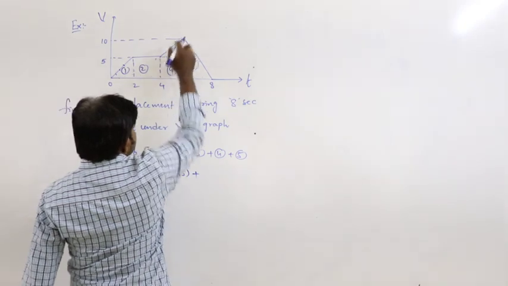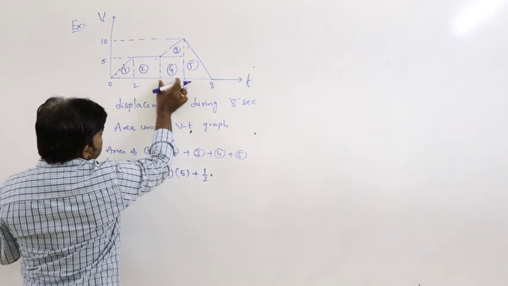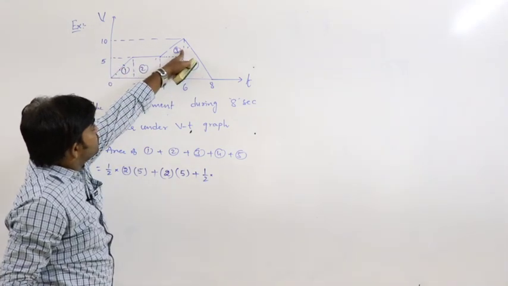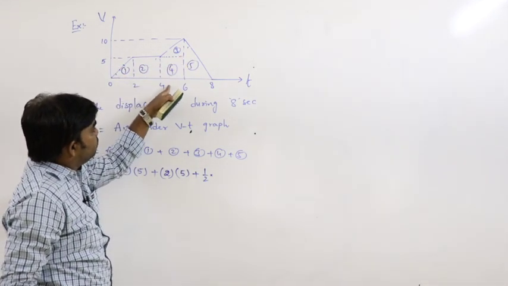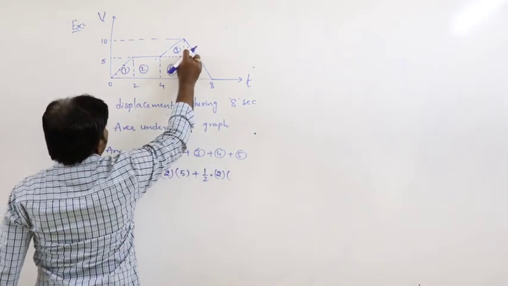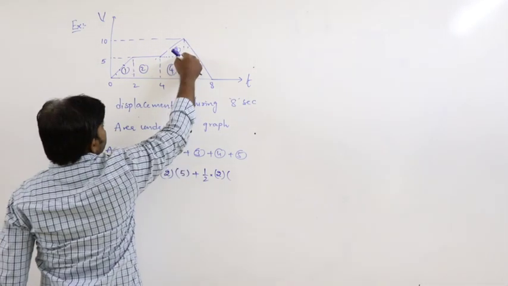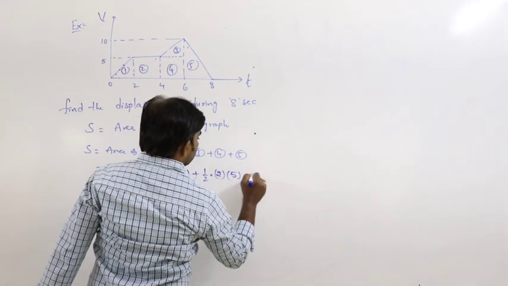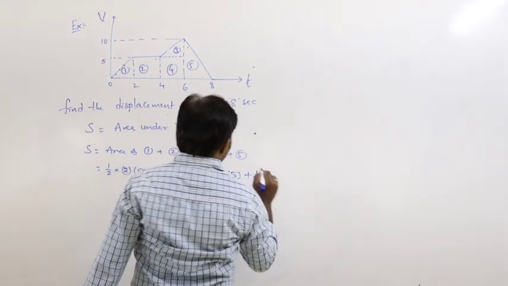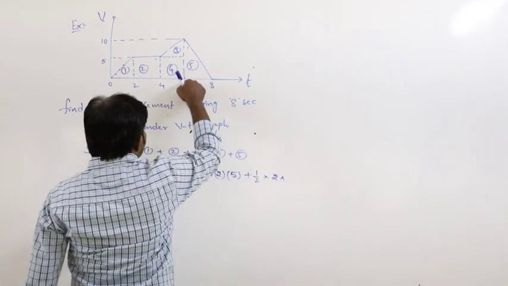Third shape. Again it is a triangle. Again half into base into height. What is the base here? This is the third shape here. Base of the third shape exists from 4 to 6. That is 2 only. Height exists from 5 to 10, that is 5 only. Plus. Fifth shape. Again it is a triangle. Again half into base into height. Base is 6 to 8. That is 2. Height is from 0 to 10.